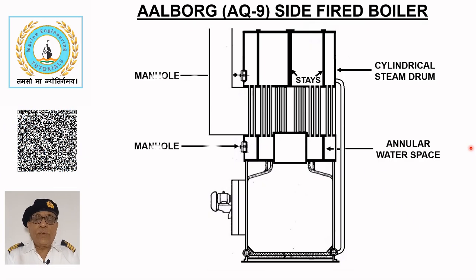Both of these drums are equipped with manholes for internal inspection. A number of tubes are connected between the annular water space and the steam drum, which generate steam by utilizing the convective heat of the flue gases.